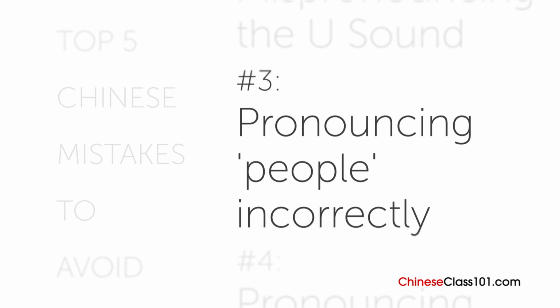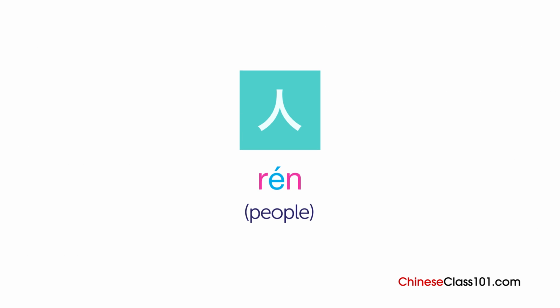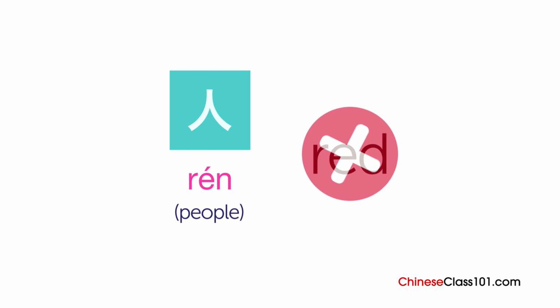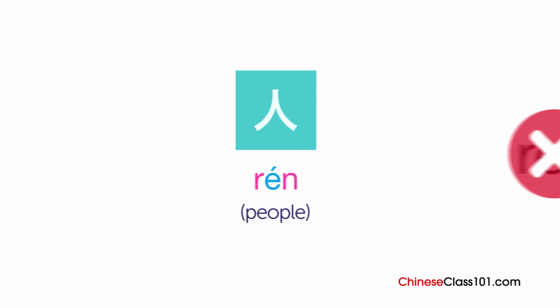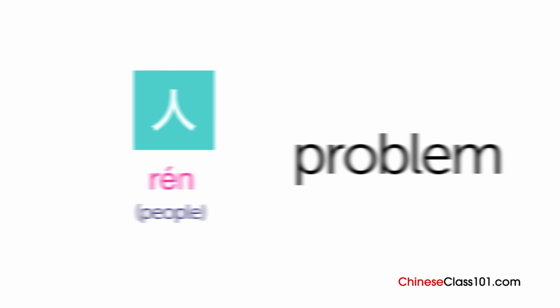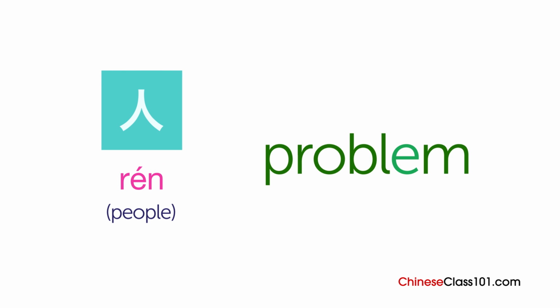Number 3. Pronouncing "people" incorrectly. Many people tend to mispronounce the E sound in the word "people." They commonly substitute it for the English E, as in "red." This is incorrect. The Chinese E sounds more like an "uh" sound. 人. It's identical to the E sound at the end of the word "problem."